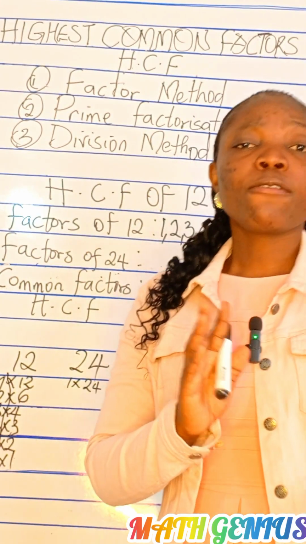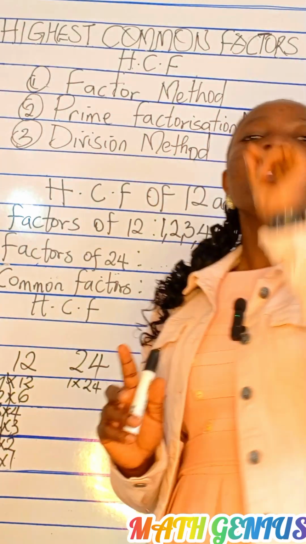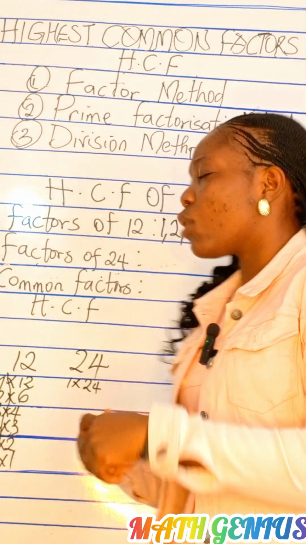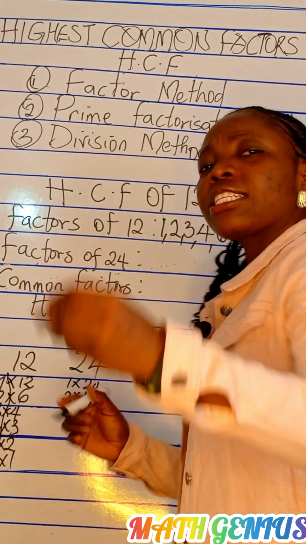Times 5, 10. Times 6, 12. Times 7, 14. Times 8, 16. Times 9, 18. Times 10, 20. Times 11, 22. Times 12, 24. That's 2 times 12.